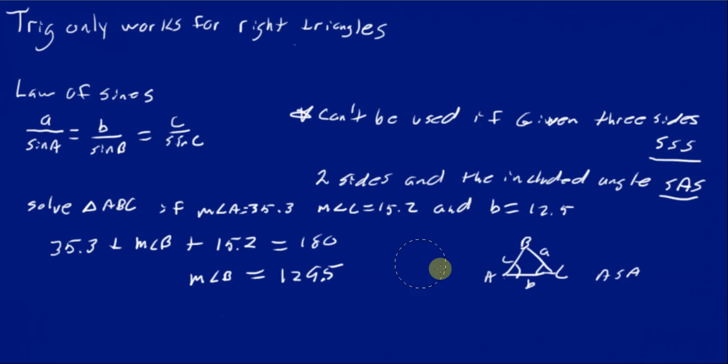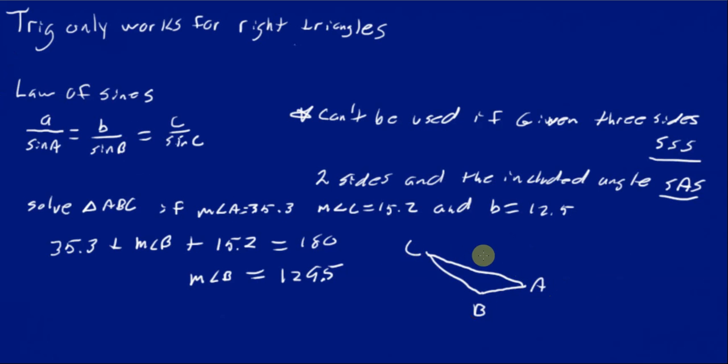So now we get a better idea of what this triangle looks like. It doesn't look anything like what I drew here because we have an obtuse triangle. So we can come up with an obtuse triangle like this. The obtuse angle is B. This one is smaller, this one is bigger. So this would be A here, and this would be C. We know side B is 12.5. This angle is 129.5. A is 35.3, and C is going to be 15.2.